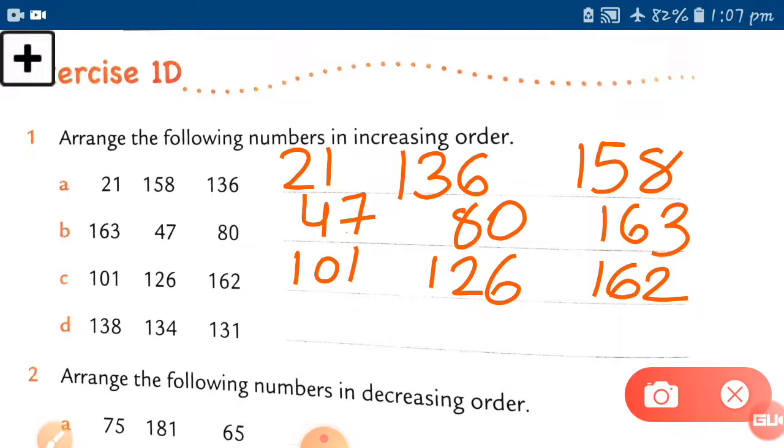Number D, okay, see the number D 138. Here is also the same. See this, the hundreds place and tens place are the same in the three numbers. Okay, so let's check the ones value. First of all 131 will come, then 134, and at the last 138.